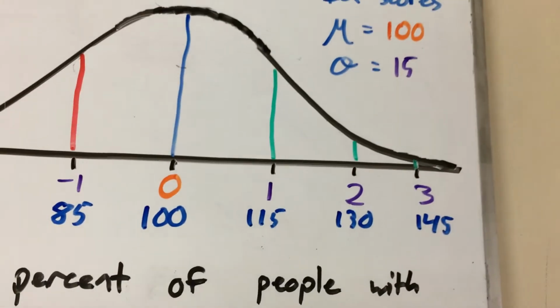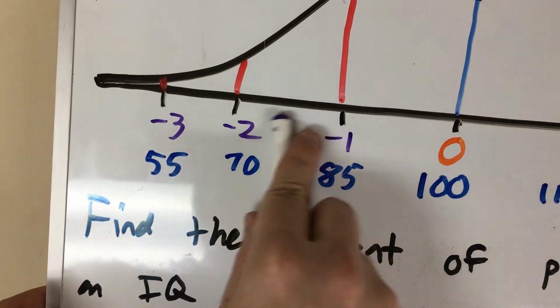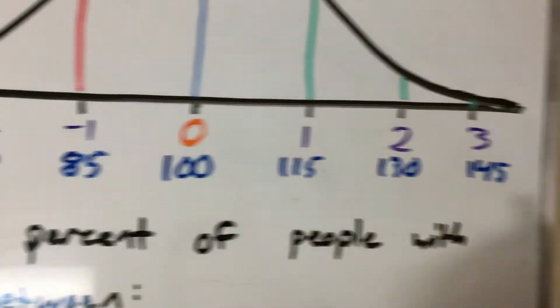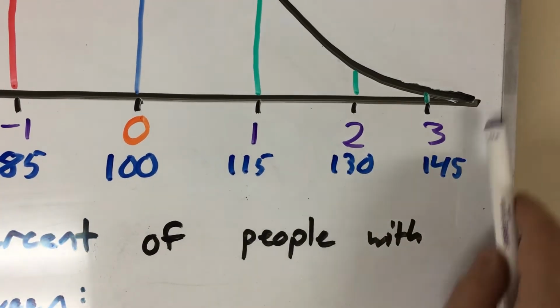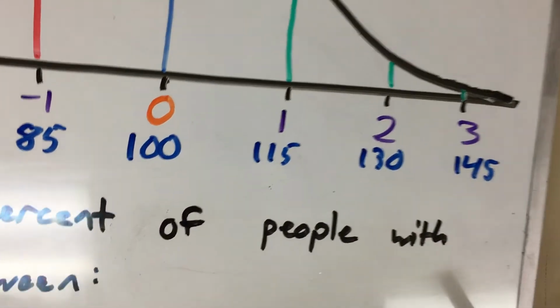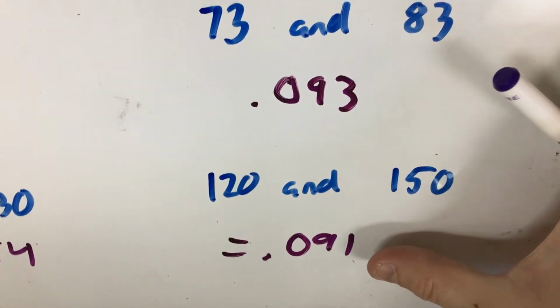Which, if we think about it, even though it's a big range of numbers, 120 to 150, and this was a smaller range of numbers, 73 and 83 were a lot closer to the center of this distribution than 120 and 150. So even though we had a bigger range, we were really getting into the tail end of things here, and that's why a bigger range produced an almost equivalent probability or percent.